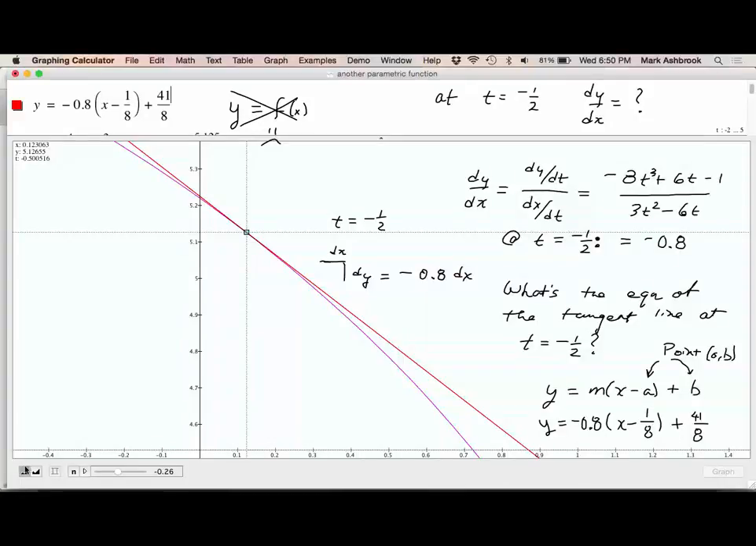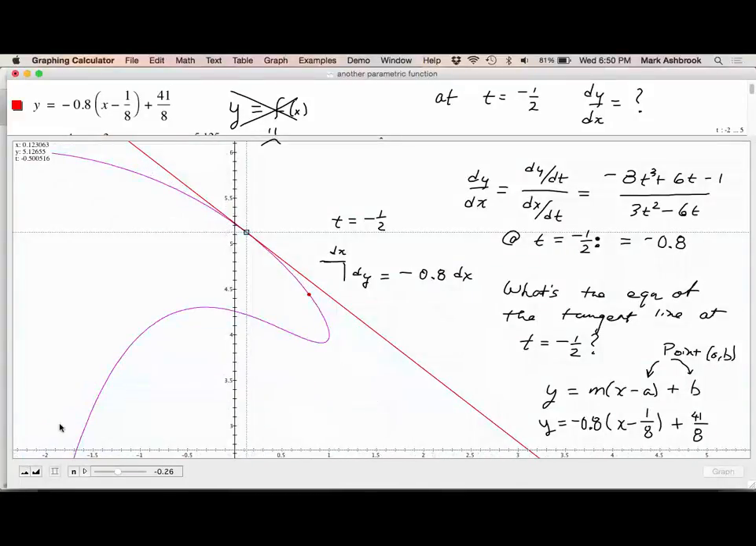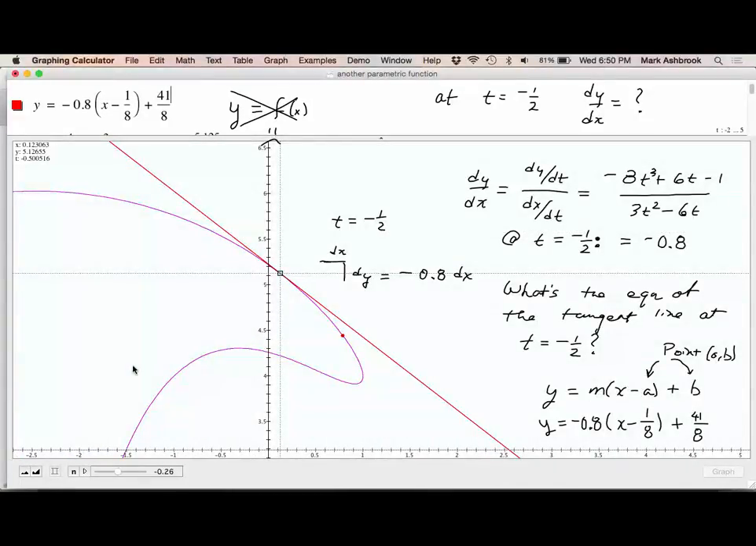So this view, not to worry about it. It's tangent at that point, right? Okay. All right, so what about the second derivative? So what about the second derivative of y with respect to x? Let's take a look at that.